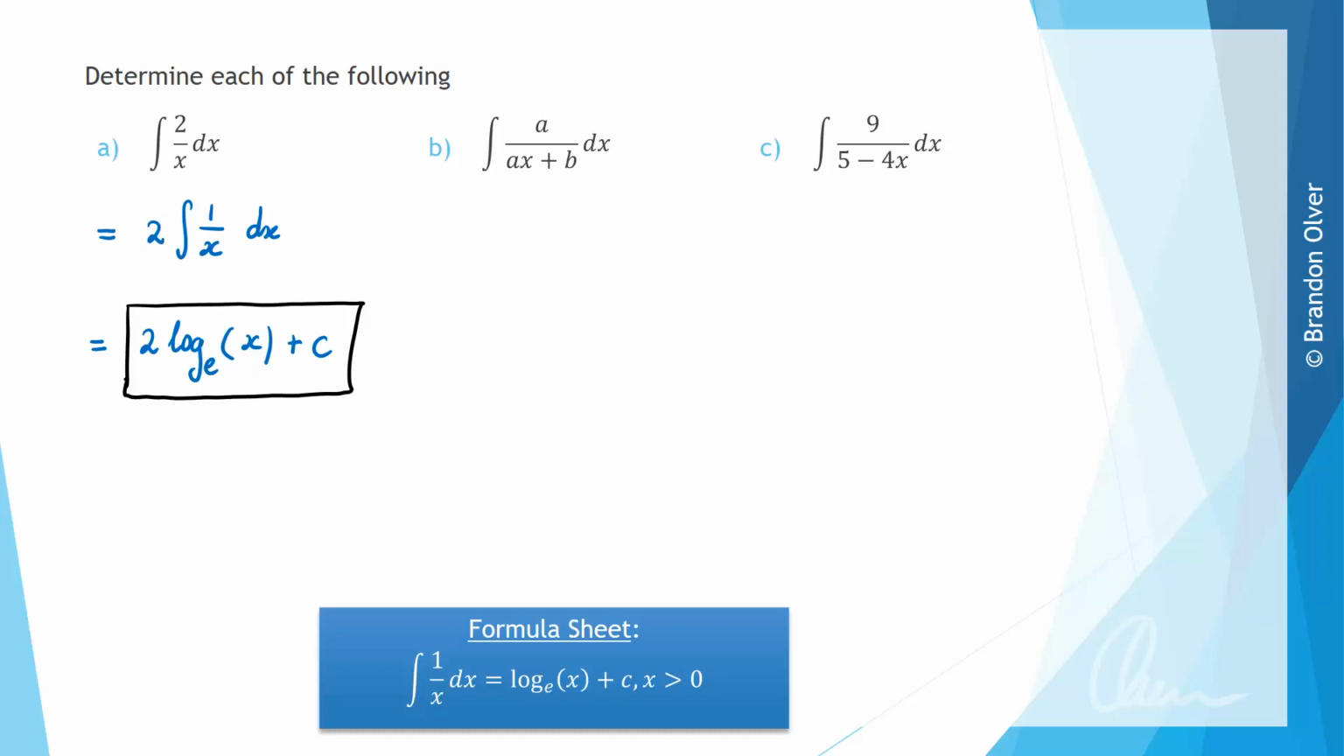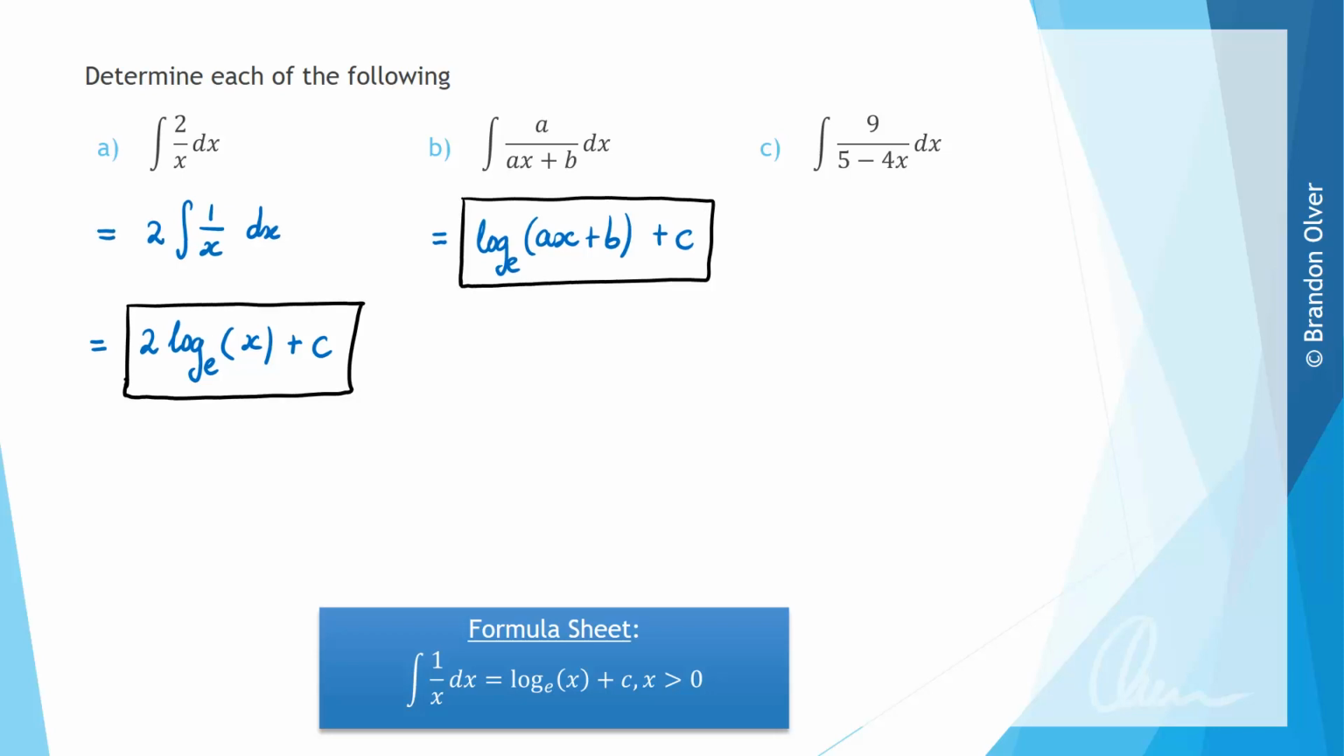Part B is a little bit different, but it actually follows the same formula. So we can see that the derivative of the bottom, so the derivative of ax plus b, is simply a. So as the derivative of the denominator is in the numerator, which is essentially what 1 over x is trying to describe, we can just generalize it. So seeing as the derivative of the denominator, a, is in the numerator, this is simply equal to log e of ax plus b, and then of course we get plus c as the constant of integration. So that is the answer for part B of this example.